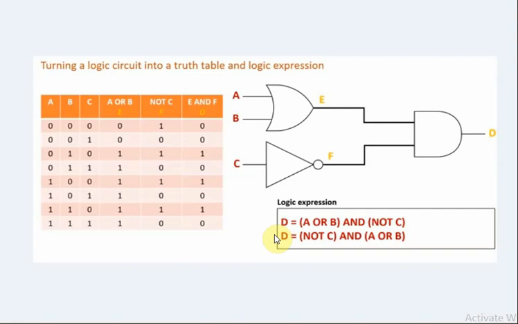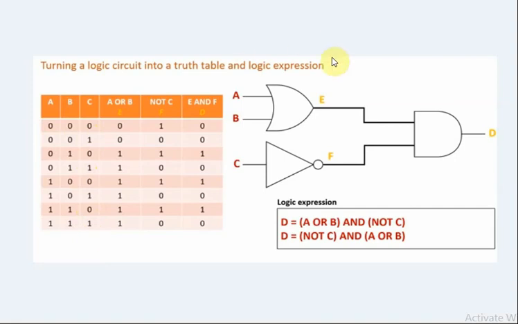Now in this example we are turning a logic gate circuit into a truth table and logical expression, right? This is the circuit given. So how many inputs? 3, no? Then you know there are 8 possible combinations, so 0 to 7 values you should be able to write in binary.